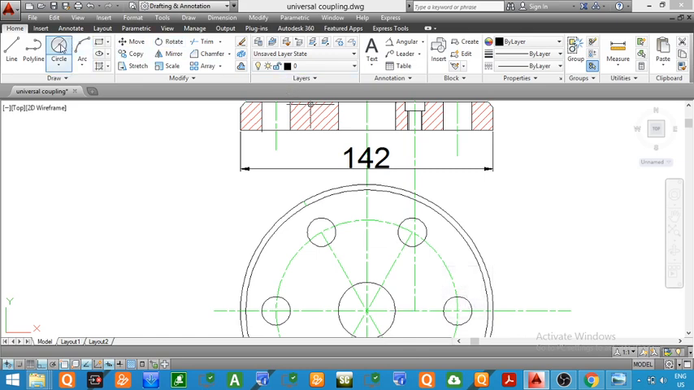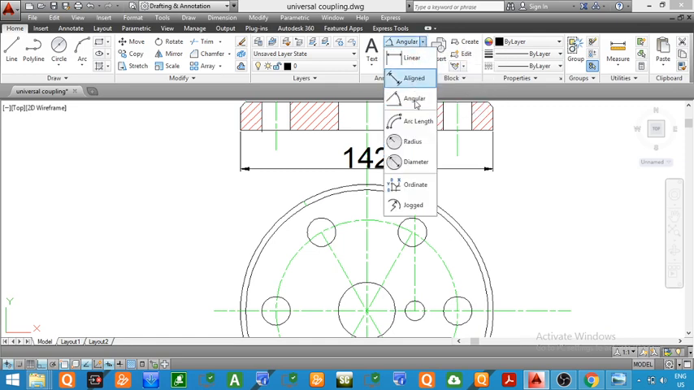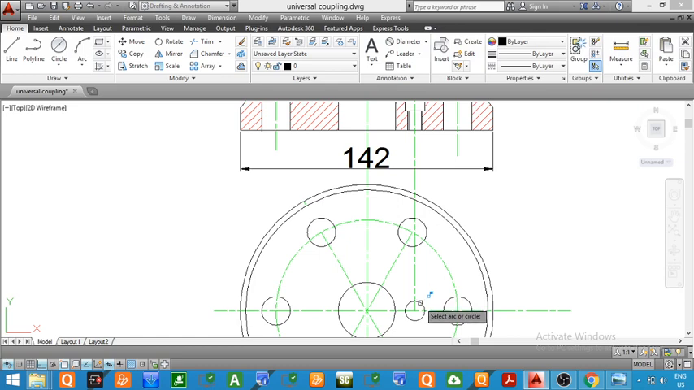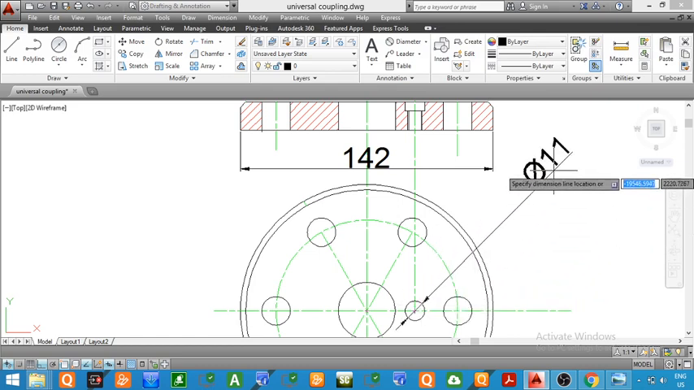Now we will draw the top view of the hole. So the first hole will be of diameter 11 mm. The actual diameter is equal to 22, but we are taking half the distance, so we will take 11 mm. Now you can see I will give a dimension. The dimension of this hole is what? 11 mm.